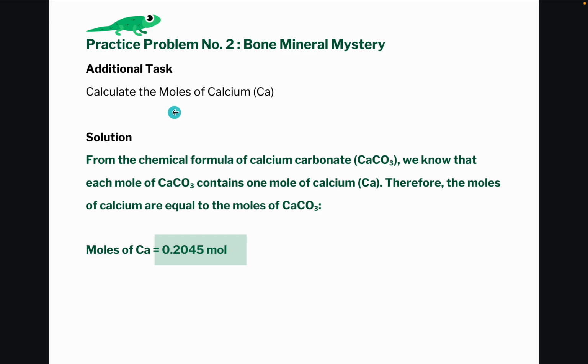An additional task for this is to calculate the moles of calcium. So here, our solution is to base it on the chemical formula of calcium carbonate. We know that each mole of calcium carbonate contains 1 mole of calcium. Therefore, the moles of calcium are equal to the moles of calcium carbonate, the ratio here is 1:1. 1 mole of calcium is equal to 1 mole of calcium carbonate. So we obtain moles of calcium equals 0.2045 moles.